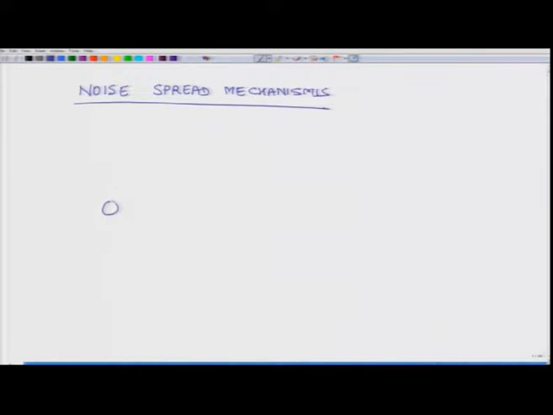Consider some object which is generating noise, and it could be in an enclosure, and maybe a part of the enclosure is open. So, this is the sound source, and let us say it generates a sound power level LW, and we are interested in how much noise is coming to this point P. So, how does noise reach this point P? One is that you have direct transmission of noise.